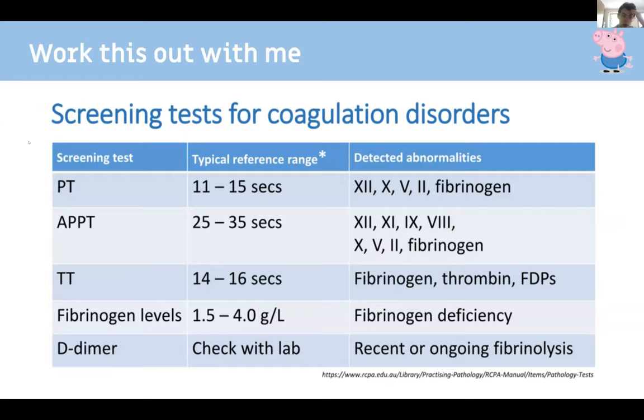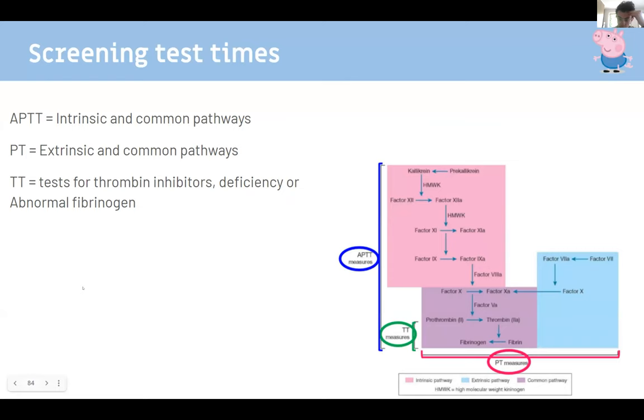You also talk about the full blood examination. I didn't put that here because I didn't think it helped conceptually with the main point of this lecture, but you have PT, APTT, TT, fibrinogen, D-dimer. So do I have a picture of it here? I do. So can anyone guess what PT stands for?